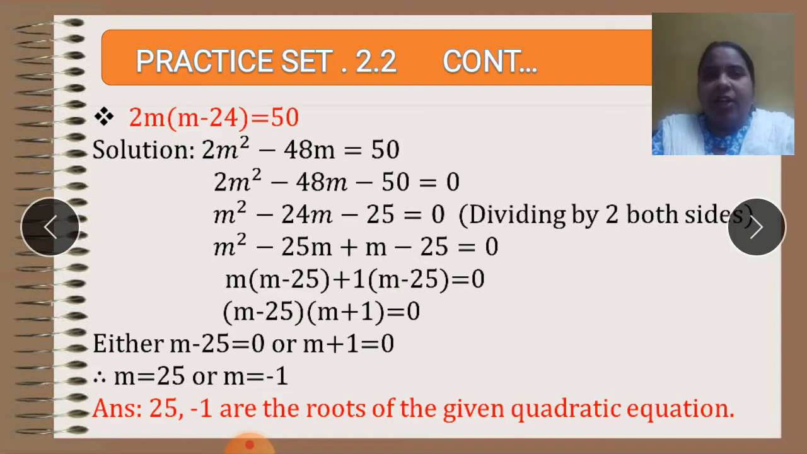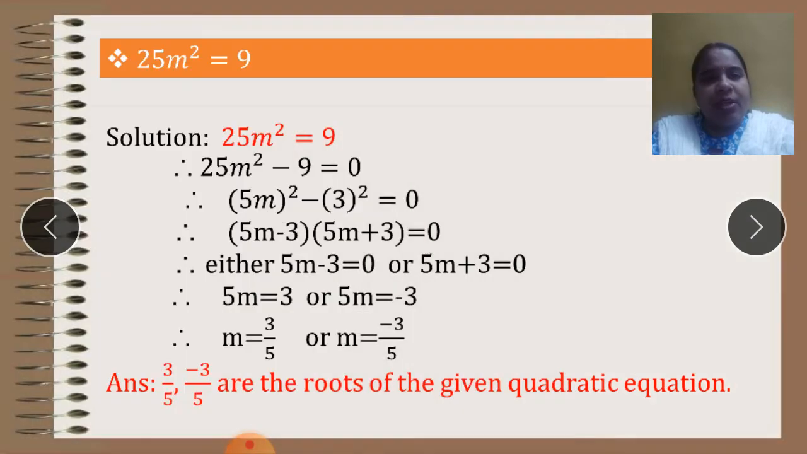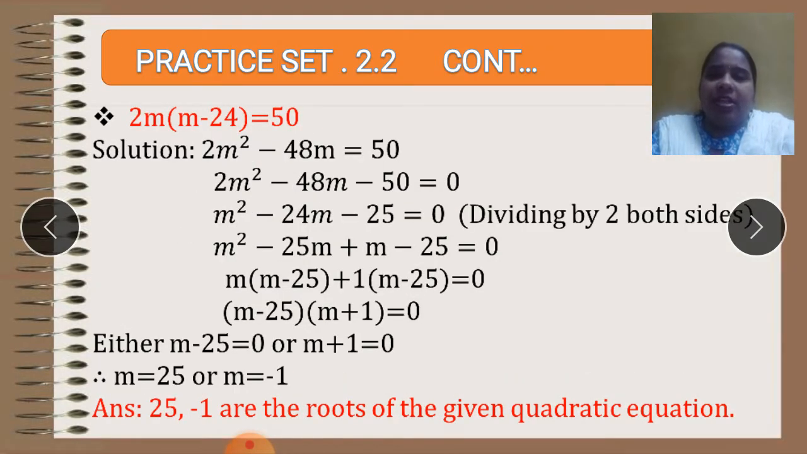Yes? Now we have learned a property that if the product of two numbers is 0, then either of the two numbers, any one of the two numbers can be equated to 0. So I'll write either m minus 25 is 0 or m plus 1 is 0. So from here m is 25, or from here I get m is equal to minus 1. I hope all the steps are clear to you. Then write the final answer. The final answer is 25 and minus 1 are the roots of the given quadratic equation.